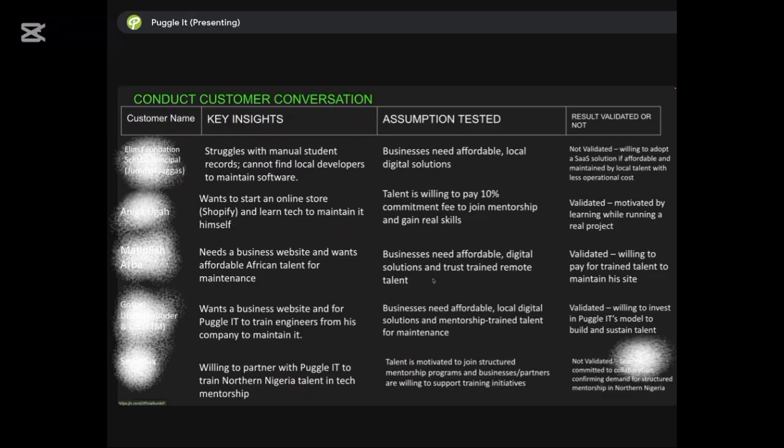The assumption was that business needs, based on what we did in our assumption, you remember, we said businesses need affordable digital solutions and trusted, trained remote talent. And we validated it. We have already built this project and they were willing to pay for trained talent to maintain his site. So from this, we are now keeping records.